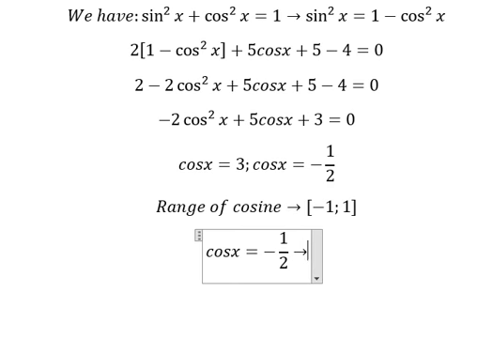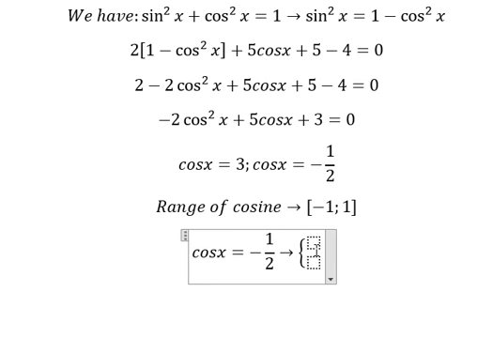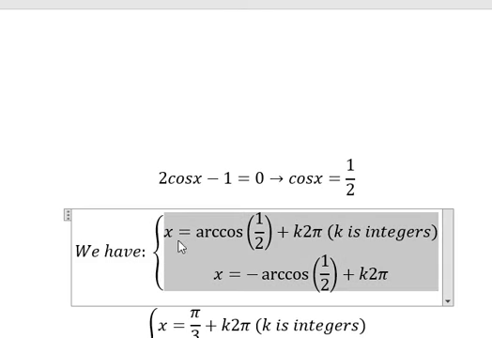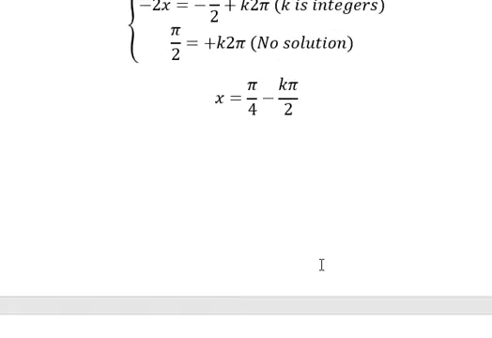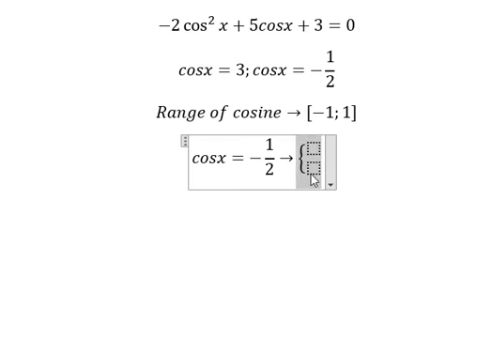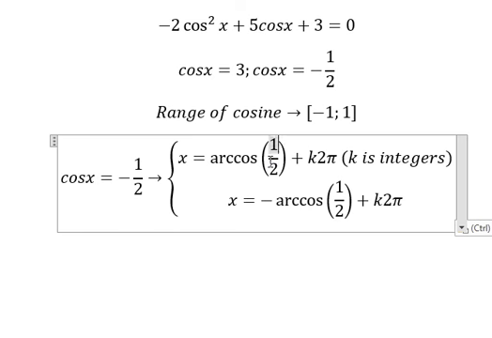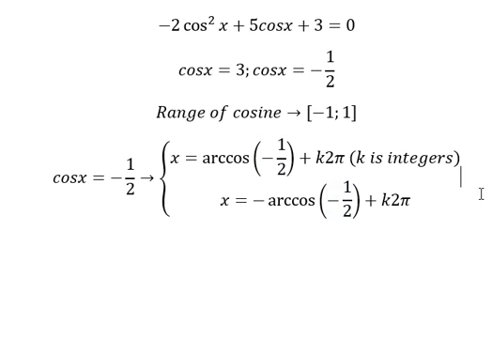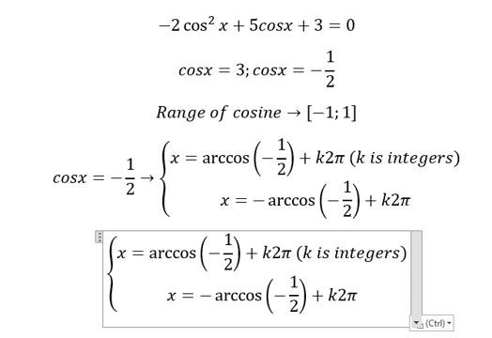And now we have 2 solutions. So this is similar to the beginning. But I just put negative 1 over 2. And this one is 2π over 3.